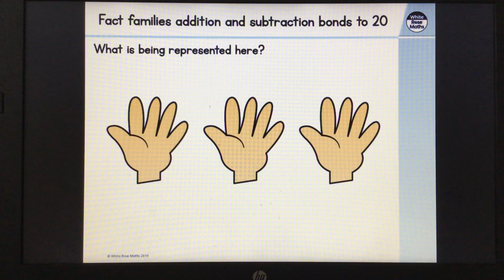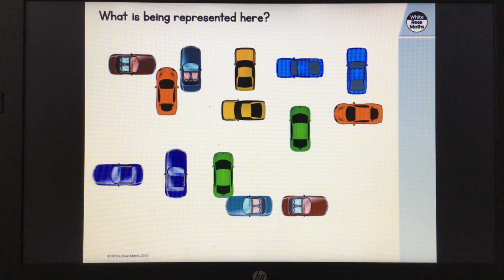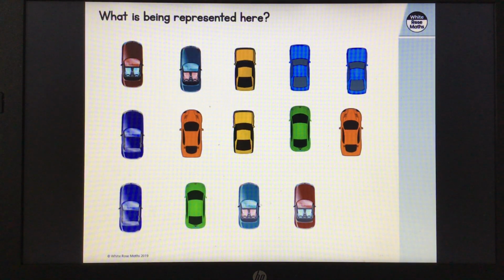Okay, gets more difficult. What is being represented here? Ooh, how many cars? I want to count in 5s, because I know that's a really good, efficient way of counting. But I can't seem to make 5s. Why don't I move some of those cars? Now I've got 5s. Rows of 5, 2 rows of 5, and a row of 4.